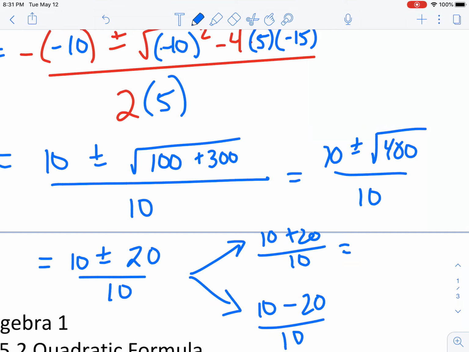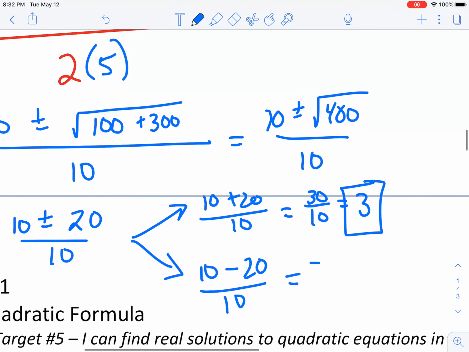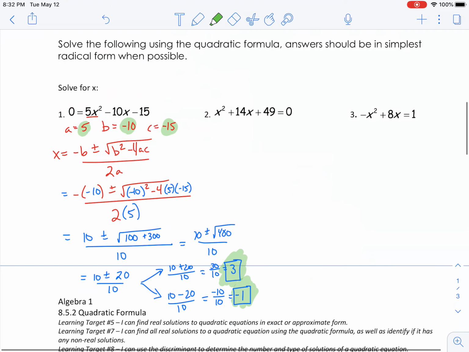Okay, always simplify the top first of a fraction. 10 plus 20 is 30. 30 divided by 10 is 3. So there's one solution. 10 minus 20 is negative 10. Negative 10 over 10 is negative 1. So as you can see, I got two solutions. Was it kind of long? Absolutely. Okay, so that's the one downside of using this.